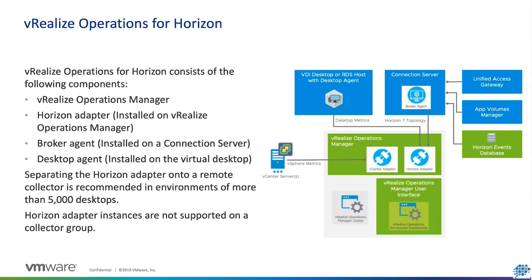We need to install the broker agent on a connection server, on a single connection server. So we typically utilize any kind of connection server in our environment where we install the connection broker, we configure it properly to communicate with the vRealize Operations Manager Horizon adapter, and we need to make sure that the connectivity ports are open by any kind of firewall that might be in between those two networks. And for sure, the desktop agent or the vROps component must be installed in our virtual desktop.